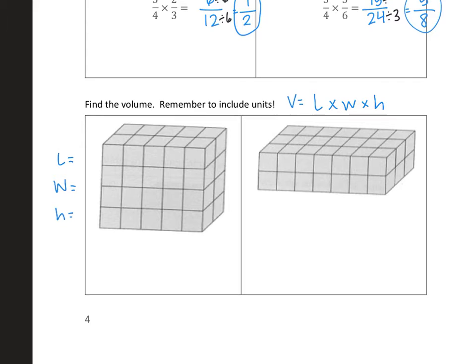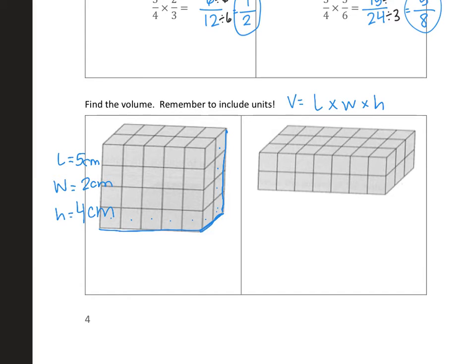I know that the length is how long the shape is. So 1, 2, 3, 4, 5 is going to be my length. We'll say 5 centimeters. The width is how far back it goes, how wide it is. So that's 1, 2 centimeters. And the height is how tall it is. So that is 1, 2, 3, 4 centimeters.